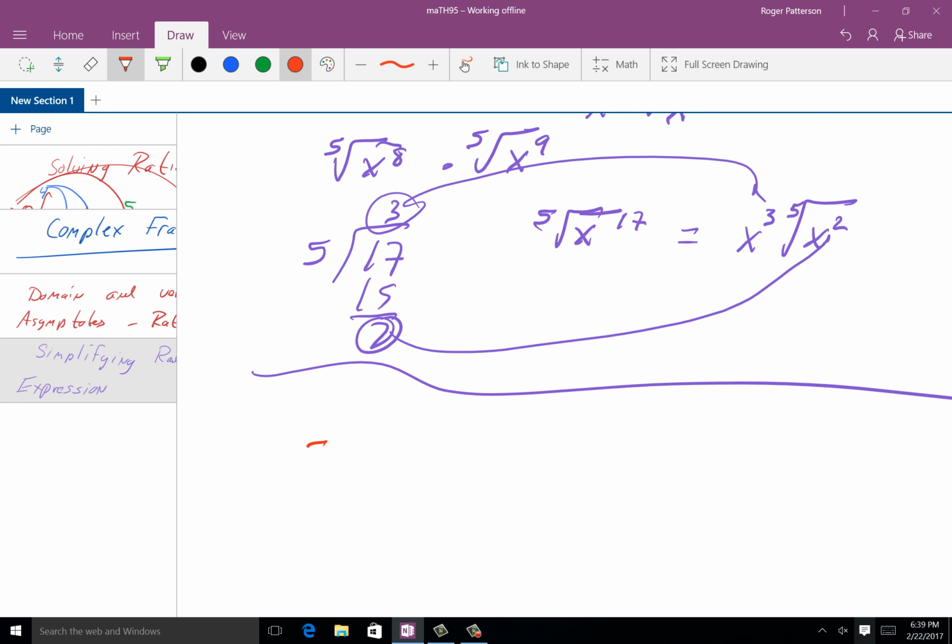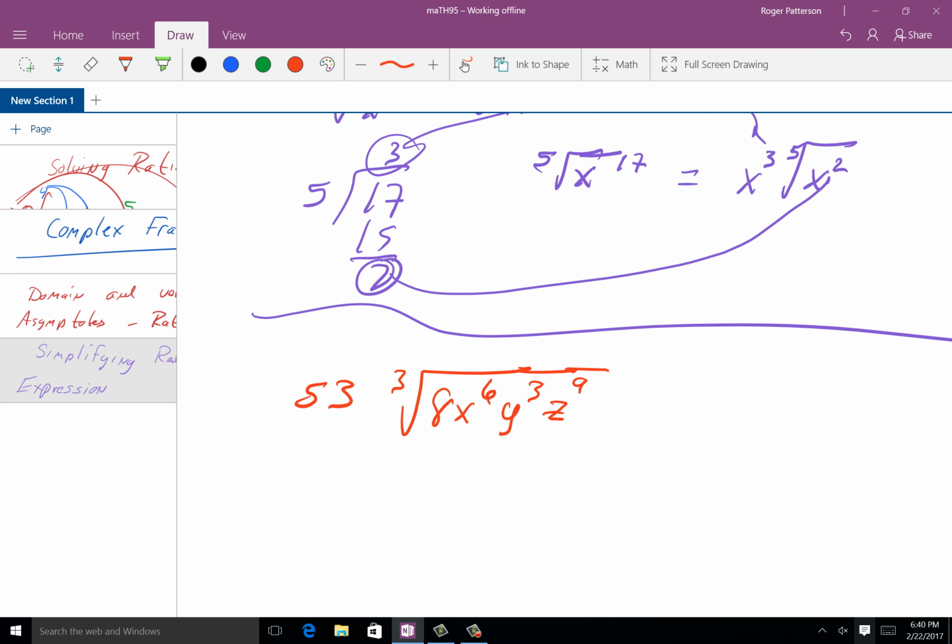I'll change it to red so you can tell the difference, hopefully. All right. And I'm going to try to read this. It says the cube root of 8x to the 6th, y to the, is that 5? What's the y power? 3? Okay. And z to the ninth. Oh, good. Okay, so it's a cube root, and we're going to take the cube root of each piece, so each little term here.